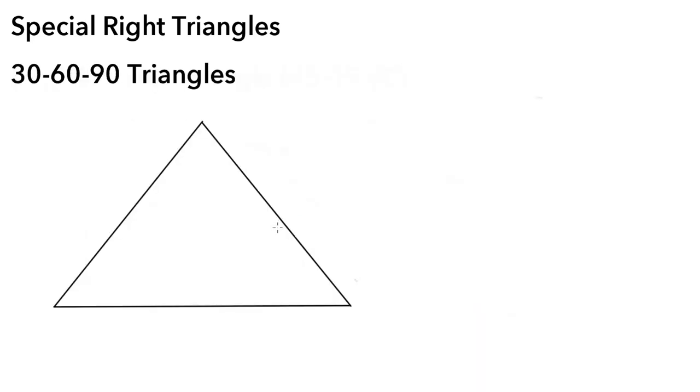So now let's talk about 30, 60, 90 triangles, and we can use an equilateral triangle to understand those. So we know that in an equilateral triangle, all 3 sides are equal. So let's say that they measure 2 units each. And we know that all 3 angles measure 60 degrees.